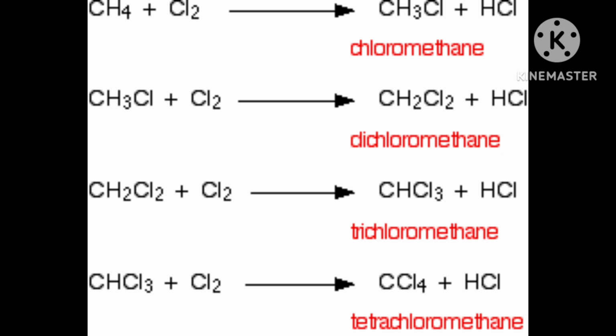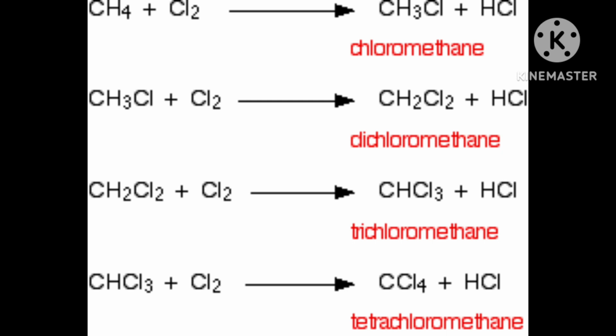This I have told you is called halogenation, and all the reactions take place in the presence of light, UV light or h nu. You have to write an arrow sign and write h nu above it. So this is what I told you about halogenation of methane.